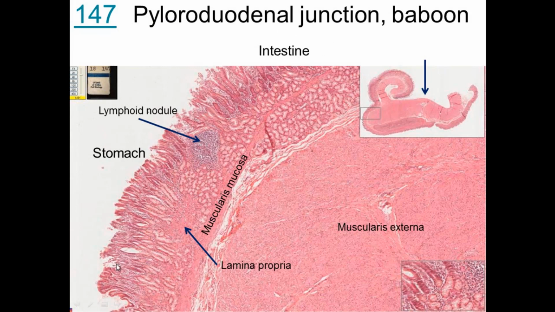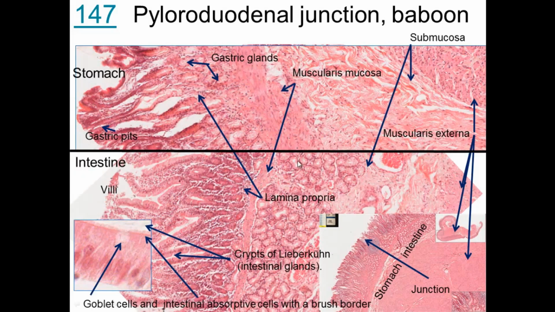This is the stomach down in here, and then that would be the pyloric region, of course. And then these are the villi of the intestine. So right about here is where the junction occurs. Lamina propria, muscularis mucosa, and also you would have a big sphincter there. It's probably a sphincter that's associated with opening and closing the stomach.